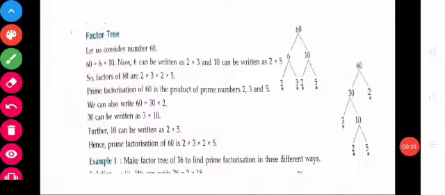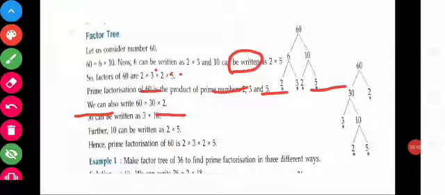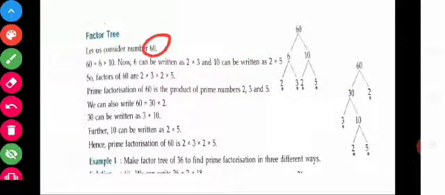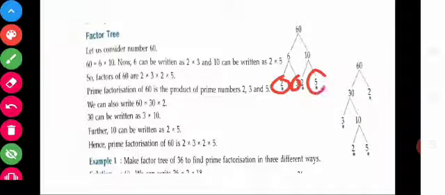See the next one, factor tree. Let us consider the number 60. 60 can be written as 6 into 10. 6 tens are 60. This 6 can be written as 2 into 3. And then this 10 can be written as 2 into 5. So the factors of 60 are 2 into 3 into 2 into 5. Prime factorization of 60 is the product of prime numbers 2, 3 and 5.